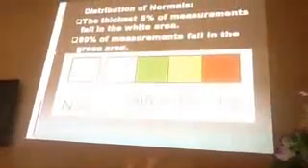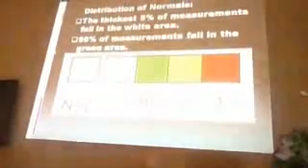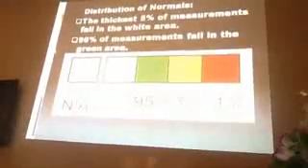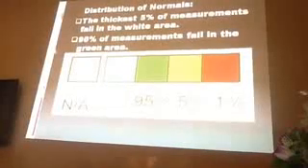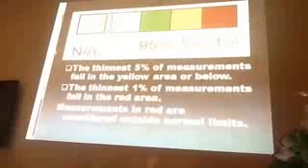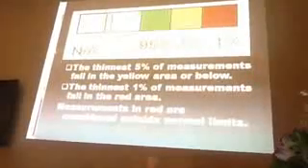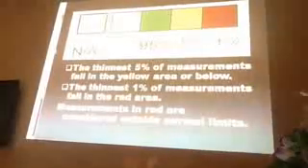Distribution of normals. The thickest 5% of measurements fall in the white area. Very, very thick, super thick, the white area, there are few. 90% of measurements fall in the green area, normal. And then the thinnest 5% of measurements fall in the yellow area or below. The thinnest 1% of measurements fall in the red area.